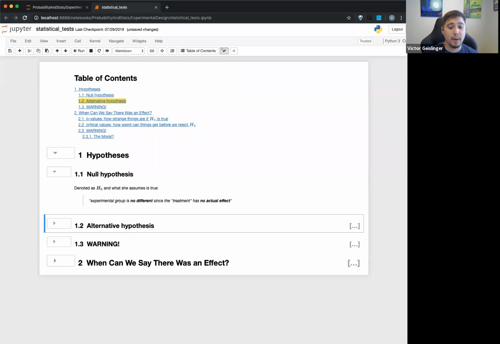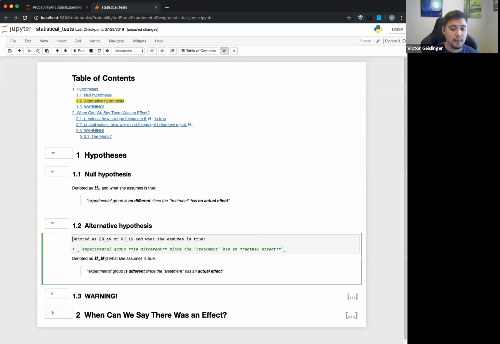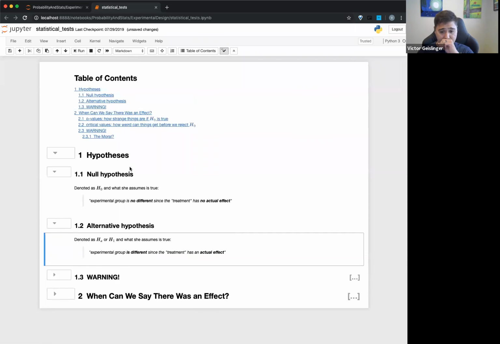Okay, the alternative hypothesis, which is denoted a couple of ways. I've seen it denoted both as HA and H1, going off of the H0. I've seen both ways and I don't think there's any true preference. This hypothesis assumes the opposite, that there is a difference between the experimental group. The treatment had an effect, so what we changed did actually have an effect. They basically are in conflict with each other.